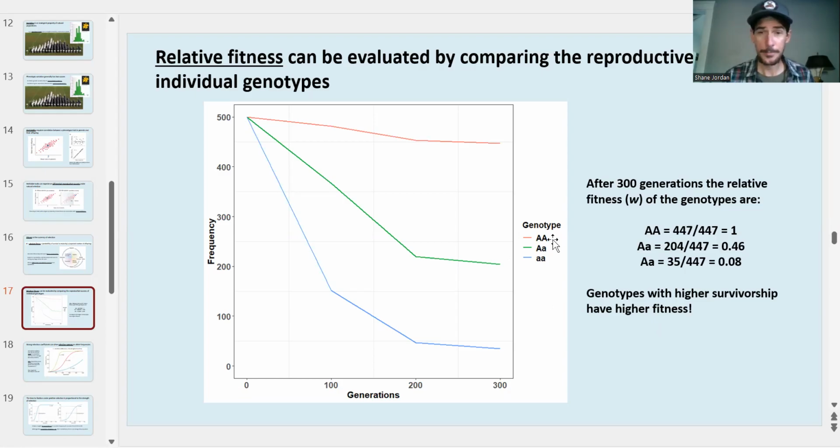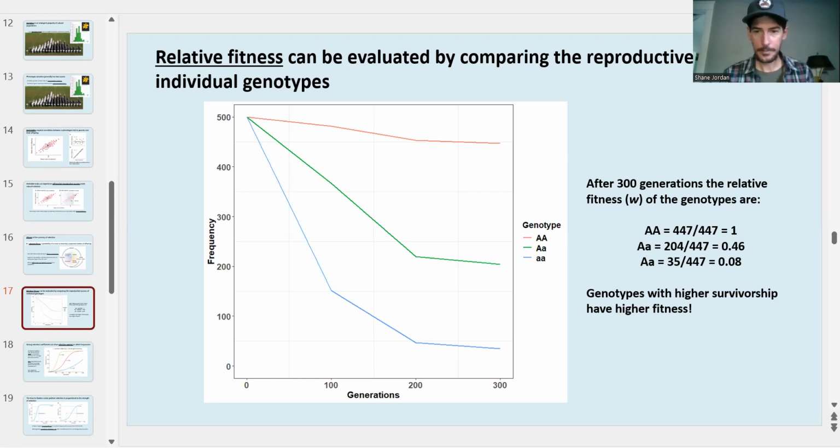So for example, big A big A has the highest frequency after 300 generations. It went from having 500 individuals to having 447. So the population size hasn't declined that much. And so we can take 447 and divide it by 447, and the relative fitness of that genotype is equal to 1.